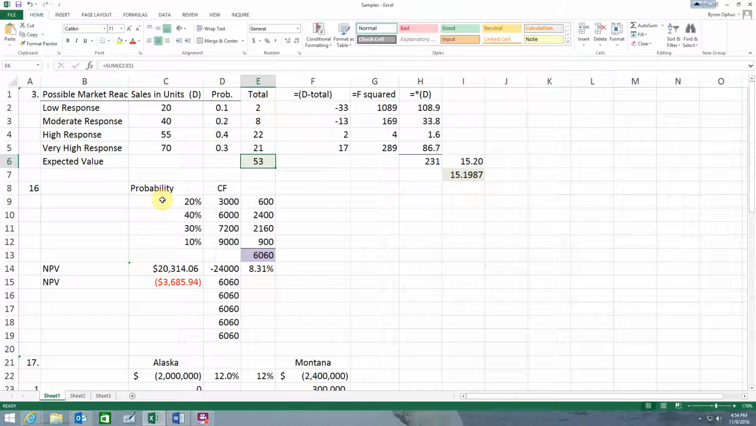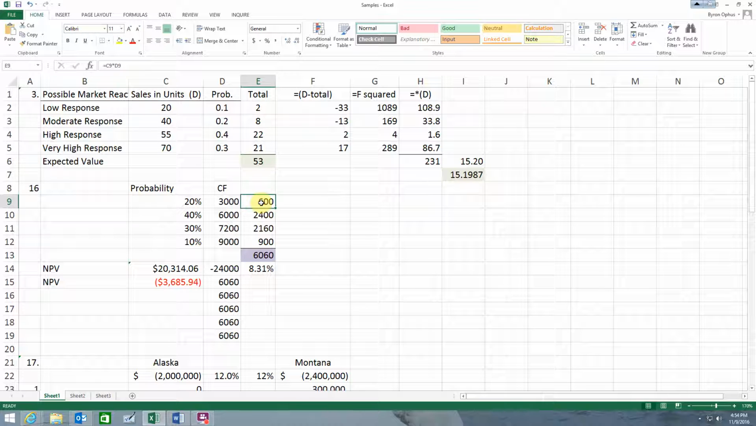So I wrote down my numbers like this. I guess they're backwards from what you guys have. Your guys' probabilities are on the right and the cash flows are on the left. So however you want to do it is fine. The probabilities I have are 20, 40, 30, 10. That adds up to 100%, and it should, right? And I put my cash flows as these here.